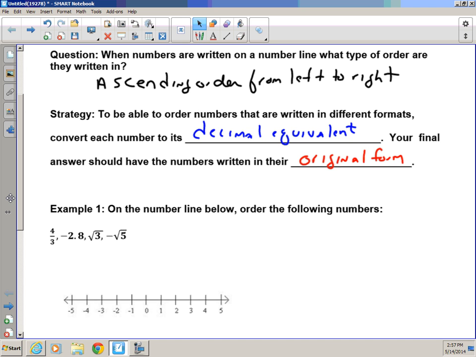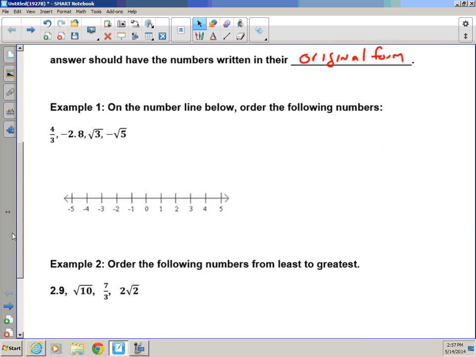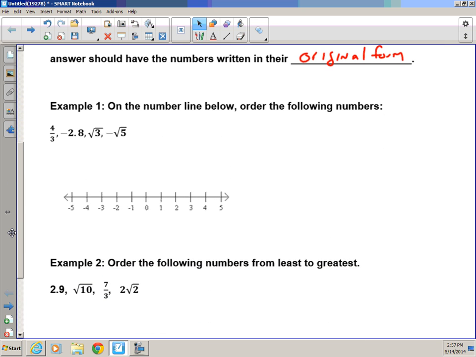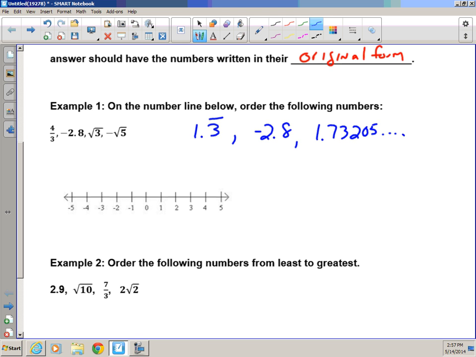We want to put on the number line below the following numbers: 4/3, negative 2.8, radical 3, negative radical 5. So I convert each one to its decimal equivalent. 4/3 is 1.3 repeating. Negative 2.8 is good as is. The square root of 3 is approximately 1.73205. And the square root of 5 is 2.23607, so negative radical 5 is negative 2.23607.